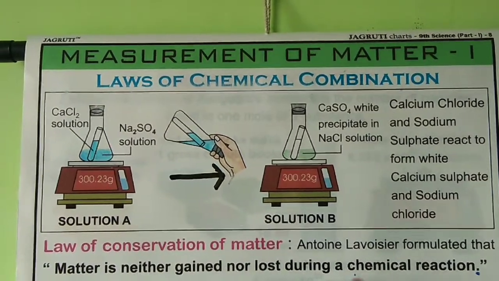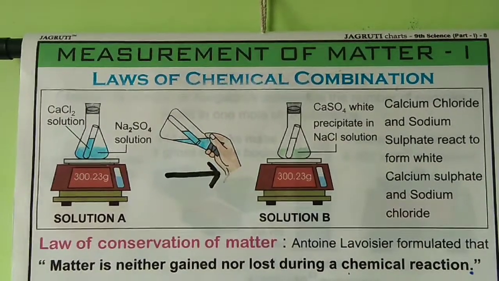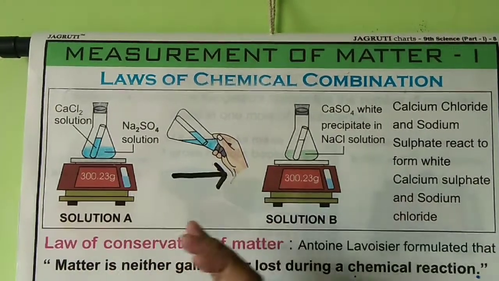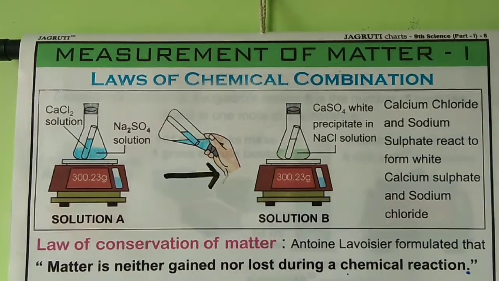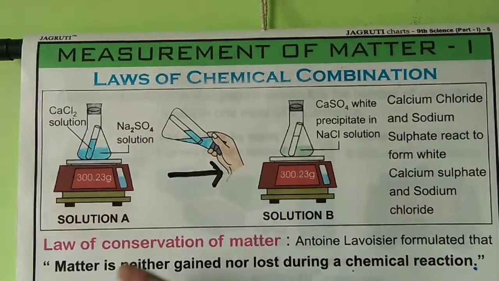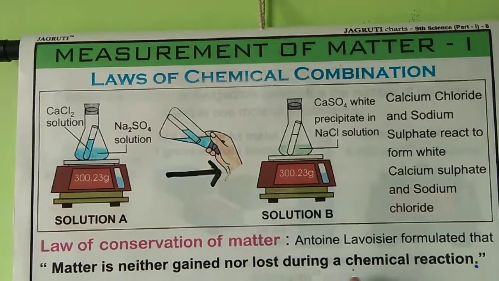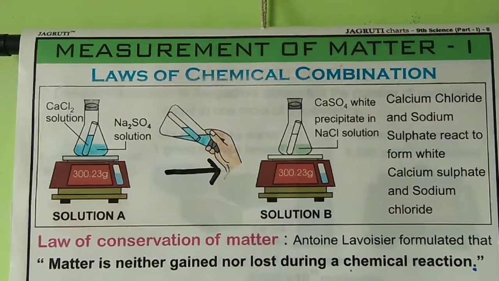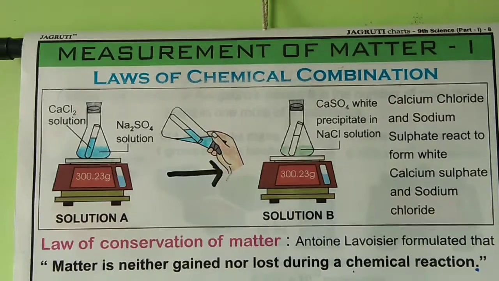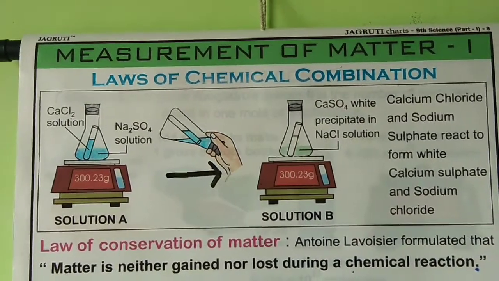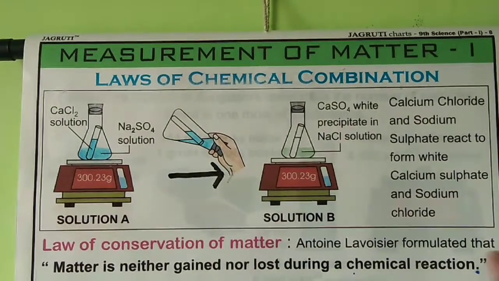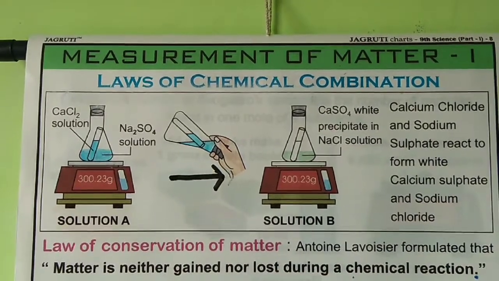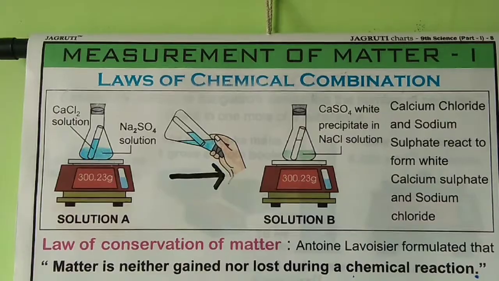He studied a lot of such reactions and concluded that whenever two or more reactants react with each other and form new products, the total mass of the reactants and the total mass of the products remain constant. Mass is nothing but a part of matter. So you can say that matter is neither gained nor lost during a chemical reaction. Or in other words, the total weight of the reactants and the total weight of the products remain constant in a chemical reaction. So this is a very simple and important law of chemical combination, that is the law of conservation of matter. Let us see this law in the form of a chemical equation.